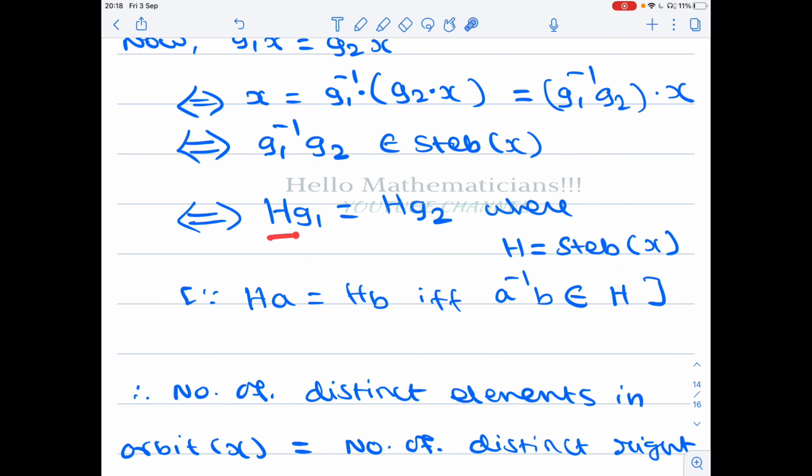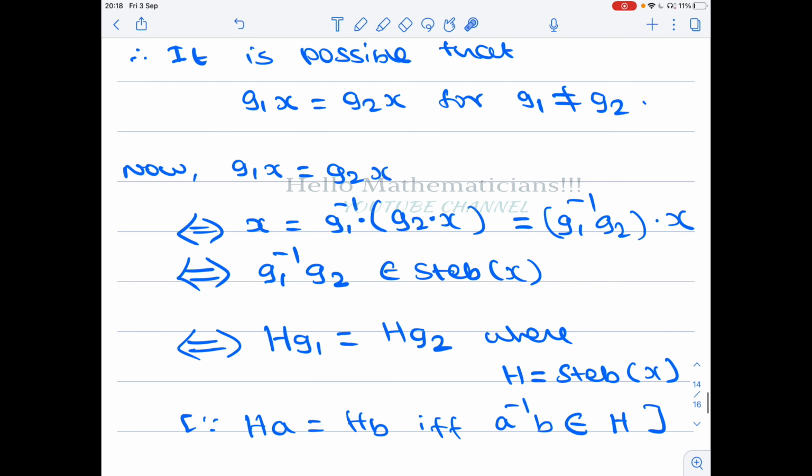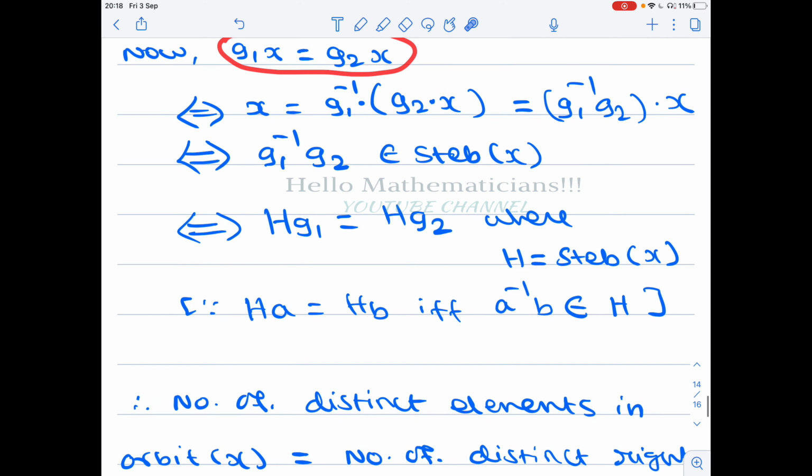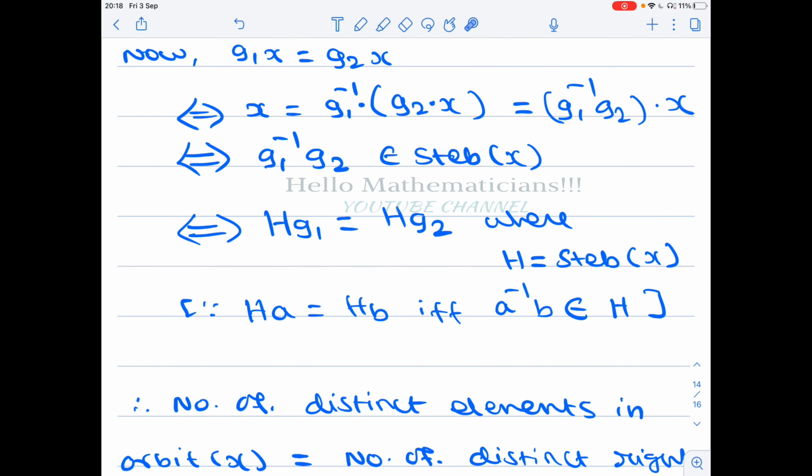This implies that Hg1 equals Hg2, where I take the stabilizer to be H. Then the cosets corresponding to g1 and g2 are equal, because Ha equals Hb, that is, cosets are equal, if and only if a inverse b belongs to H. This we have seen from our basic group theory course; you can verify it. Similarly, g1 inverse g2 belongs to the stabilizer means the right cosets corresponding to g1 and g2 for the subgroup stabilizer are equal. Therefore, two elements in the orbit are equal if two right cosets of the stabilizer are equal.